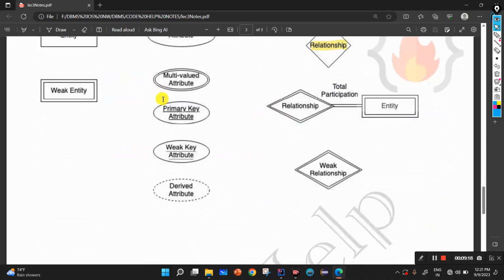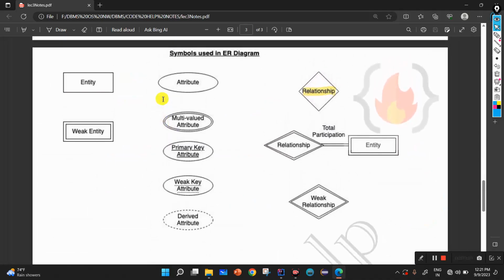Now the last thing is the symbols used in an ER diagram. These are the symbols, and you should already know about them. But if you don't, then you have to practice them, because it is important when you draw an ER diagram. Okay, so this is the thing.